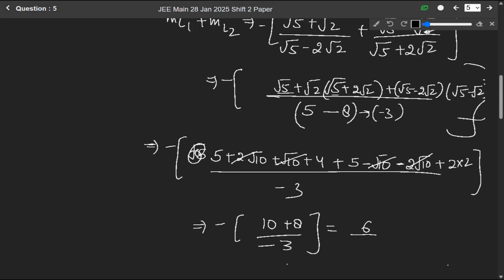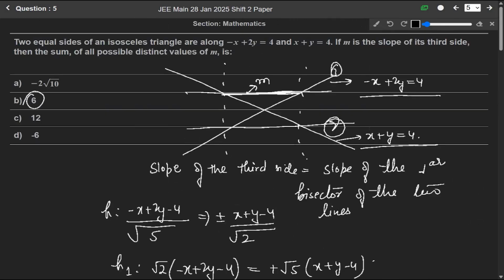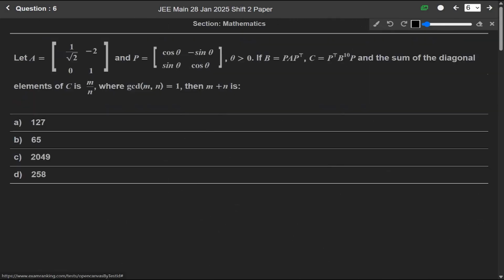So our answer is 6, which means option B is the correct answer. Now question 6. Let A be given by this matrix and P given by this matrix, where theta is greater than 0. If B equals P A P transpose and C equals P transpose B to the power 10 P, then the sum of the diagonal elements of C is M over N, where GCD of M, N equals 1. So we have to find the value of M plus N.